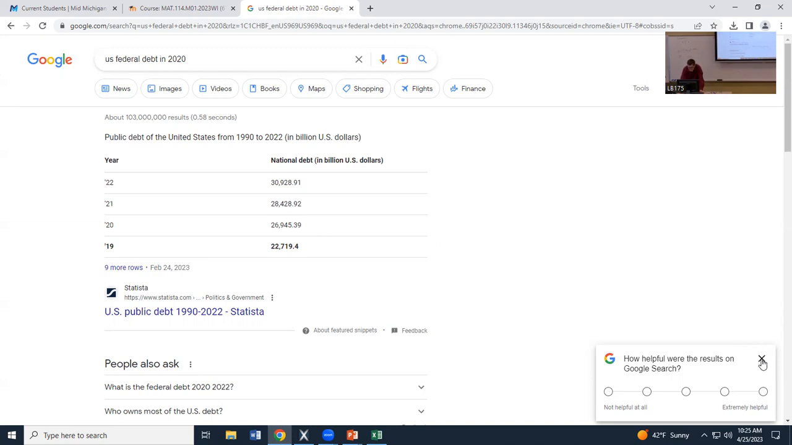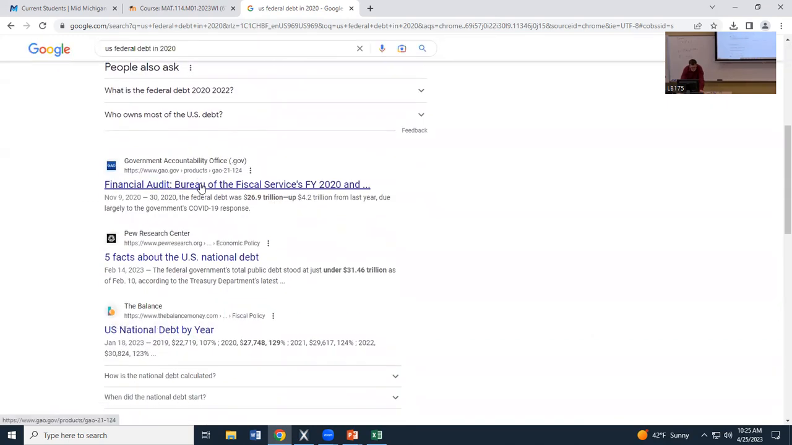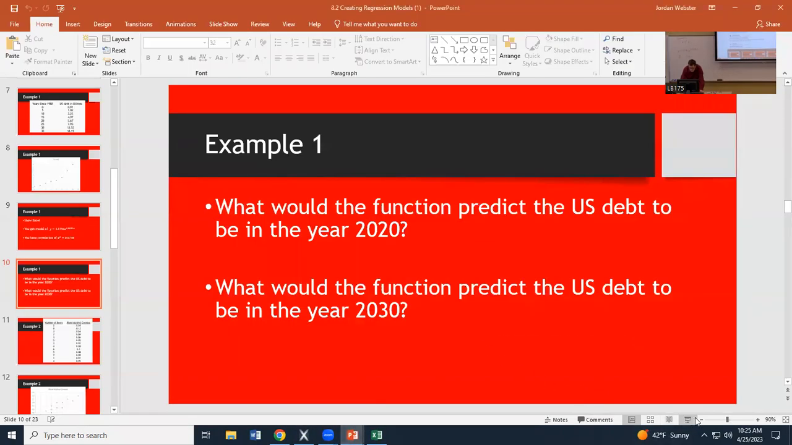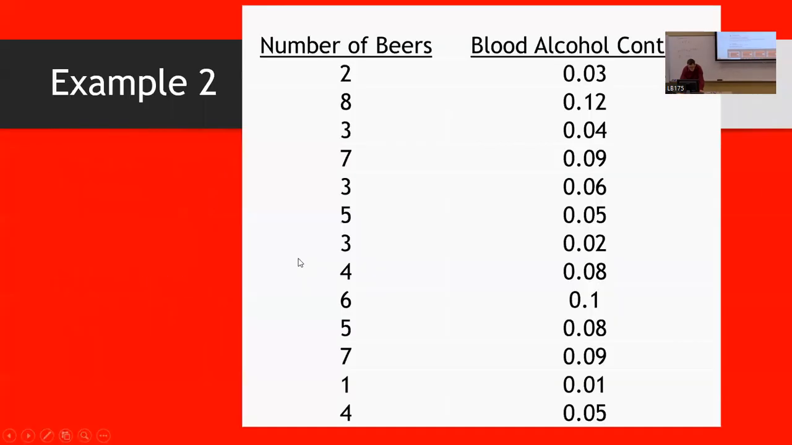Okay. And there's probably people who have slightly different numbers. Yeah, here it says 26.9 trillion. So not too far off of what we were imagining. Any questions about those ideas?